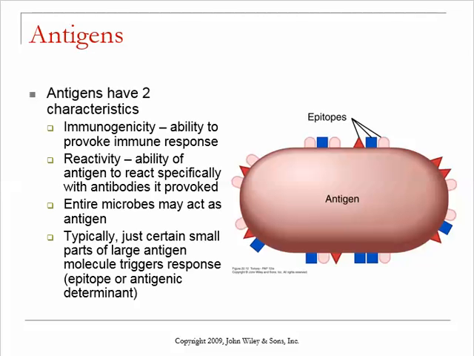And it's the exact same thing with this, that the antigen has these determinants, and how strongly you react depends on how many of the determinants are specific for your immune system.